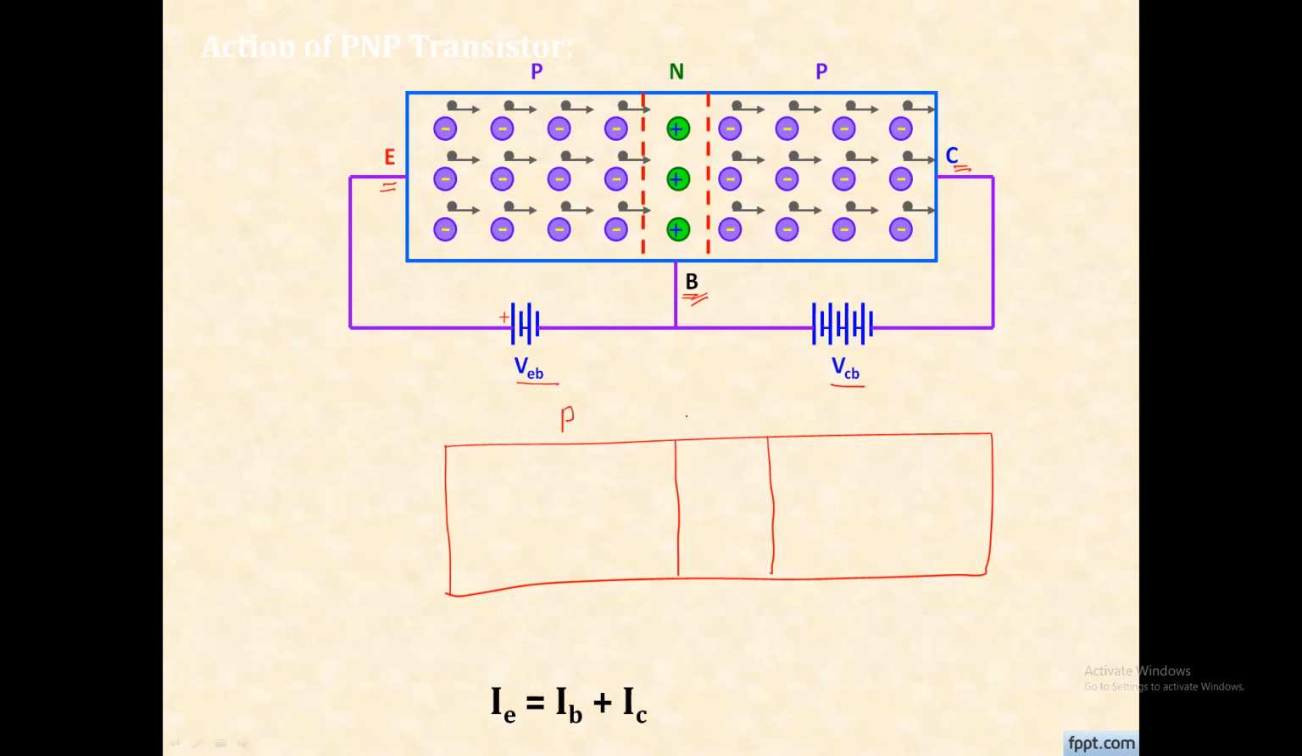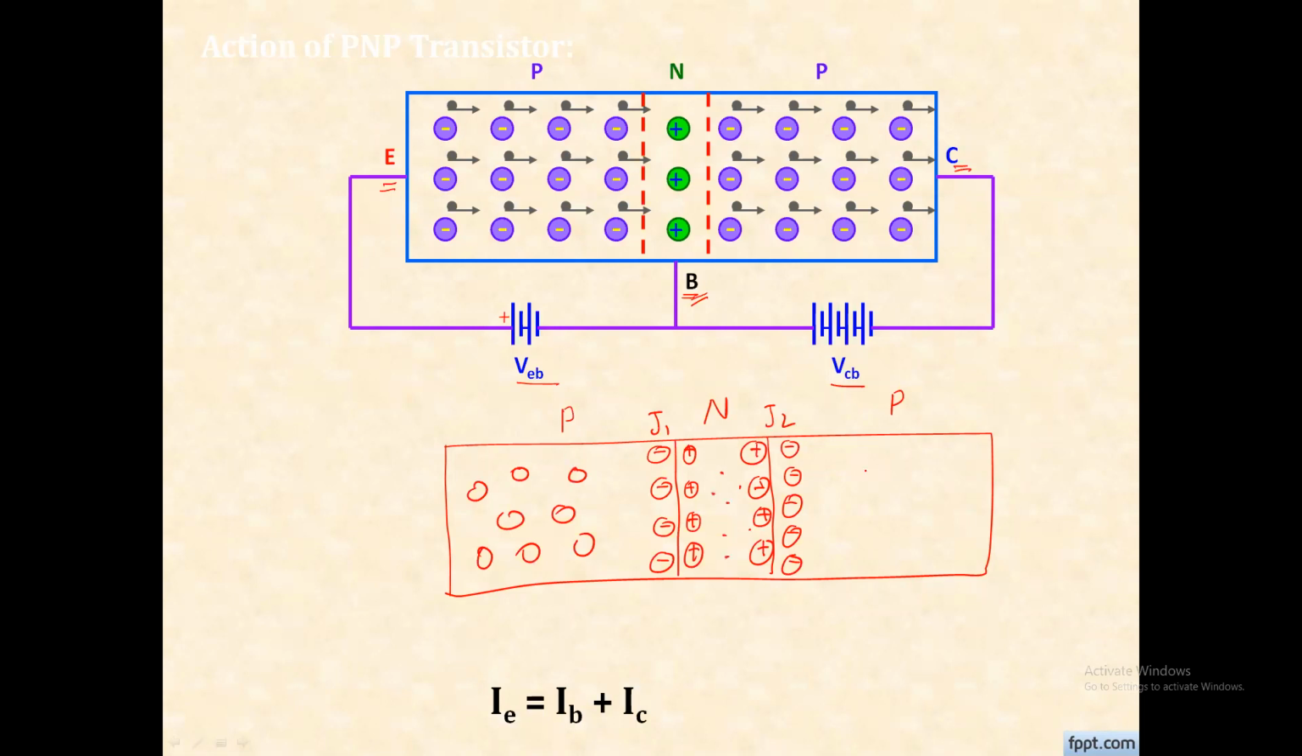Here I say that it's a P, N, P. In the P region, the negative ion layer is there. In the N region, the positive ion layer is there. This is the first junction. Again, in the P region the negative ion layer is there, and in the N region the positive ion layer is present. This is the second junction. Holes are the majority charge carriers, electrons are the majority charge carriers, and here also the holes are the majority charge carriers.